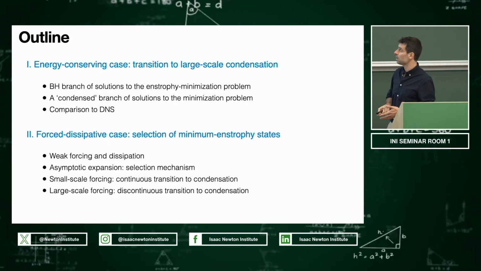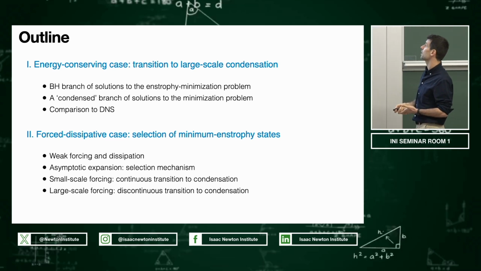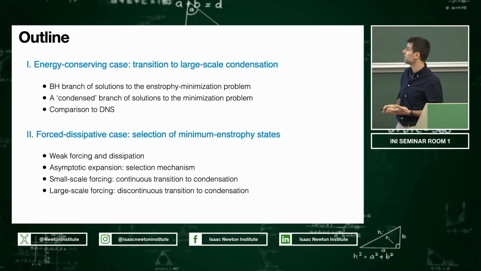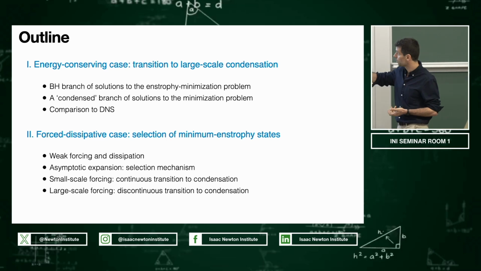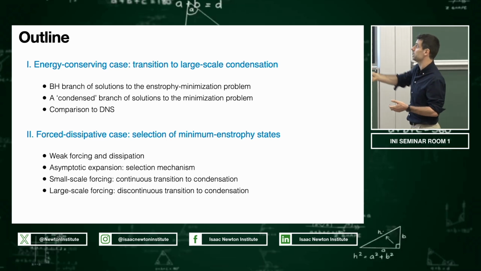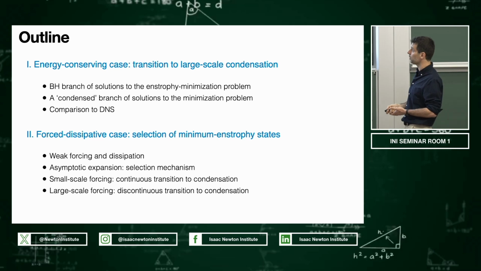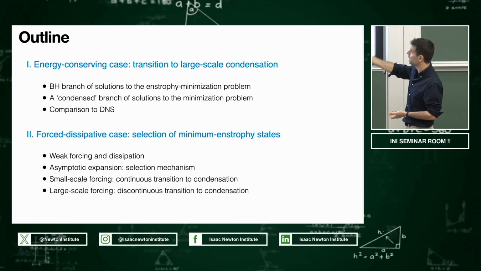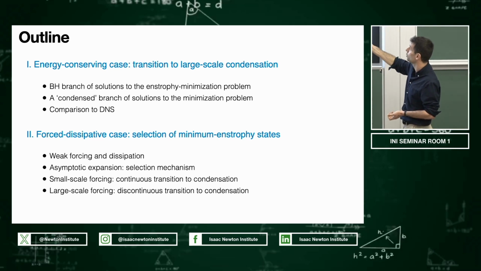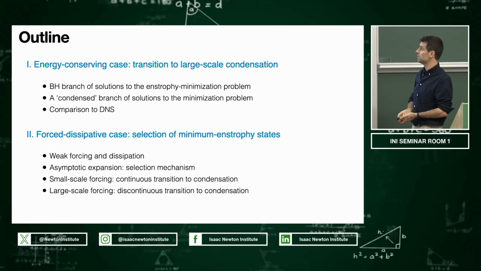Okay, so the outline of the talk would be a first part on the energy-conserving case, and I will discuss the transition to large-scale condensation in the system. I will first review the Bretherton and Haidvogel solution, I should have mentioned their names. They are the first ones who studied entropy minimization in the context of 2D flows above topography. So I will review their solution before introducing a new branch of solution that exhibits a large-scale condensate, and I will compare that to DNS.